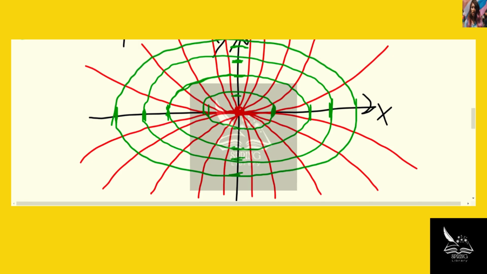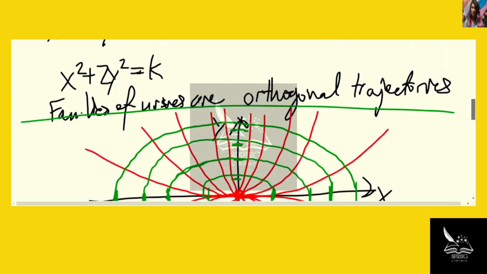From the graph, it seems intuitive, if not possible, that these families of curves are in fact orthogonal trajectories.